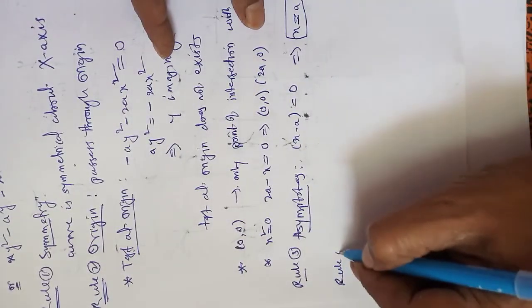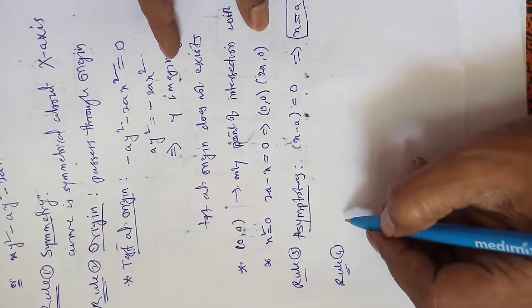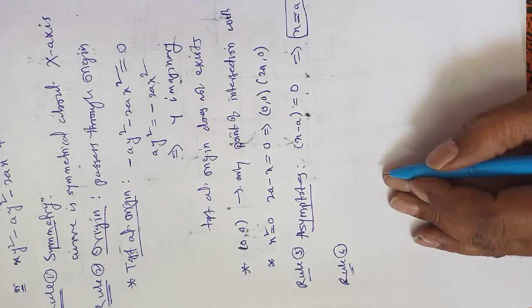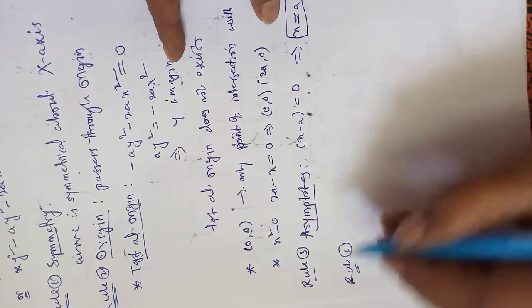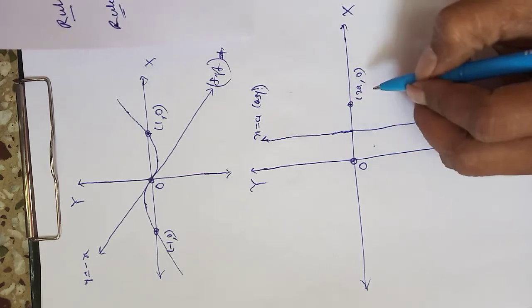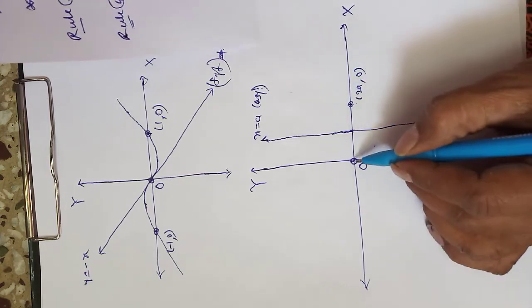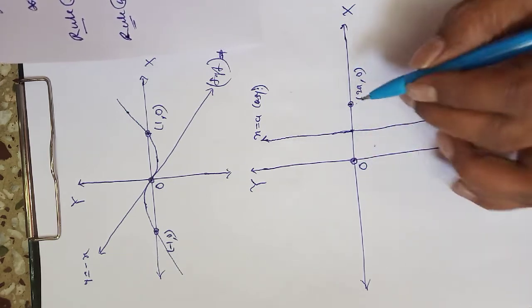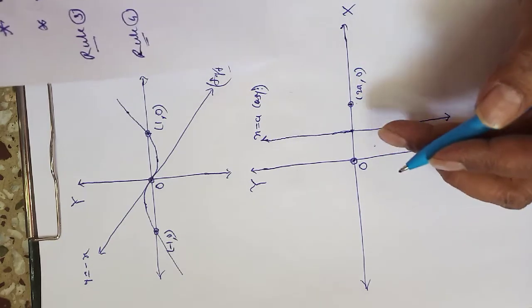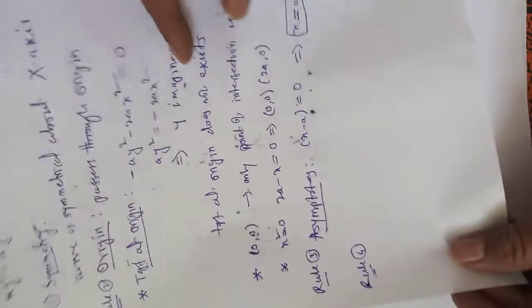Rule 4, special points. So in the special points, again, we are not interested in curves, node, points of inflection. We'll see whether the tangent is parallel to x-axis or y-axis at 2a comma 0. We have seen already at origin tangent doesn't exist. Now at this point, we'll just check whether tangent is parallel to x-axis or parallel to y-axis. We are not interested in other tangents.